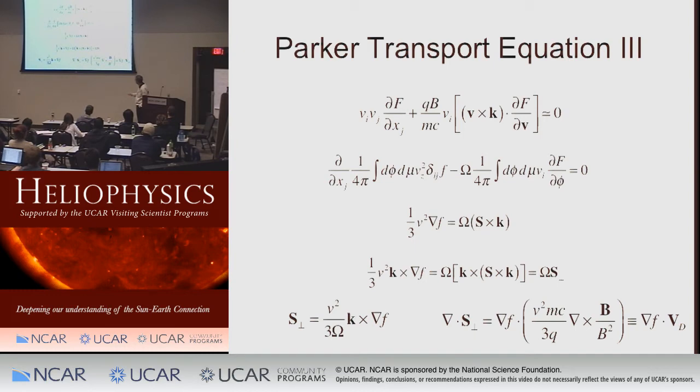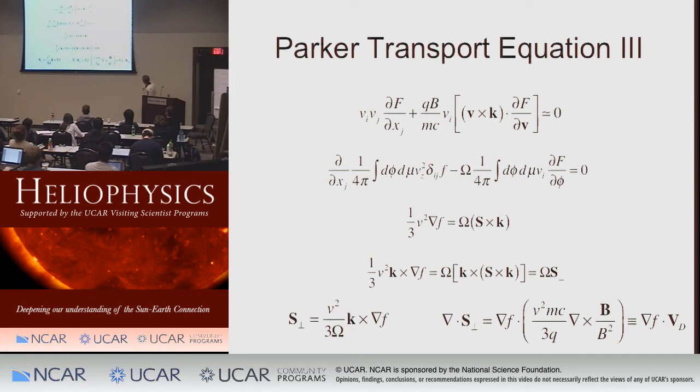And in fact, this is exactly the expression that Dana wrote down when he was talking about cosmic ray modulation. So this is the so-called drift flux. And you can get it directly from the Vlasov equation. And so you write it down this way. So here it is. All right.